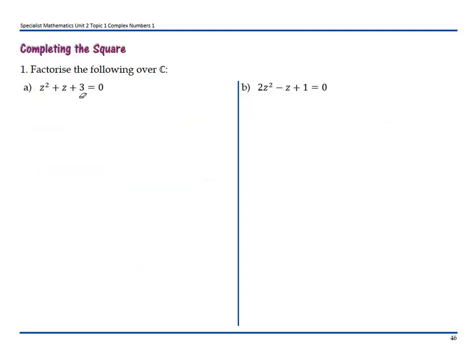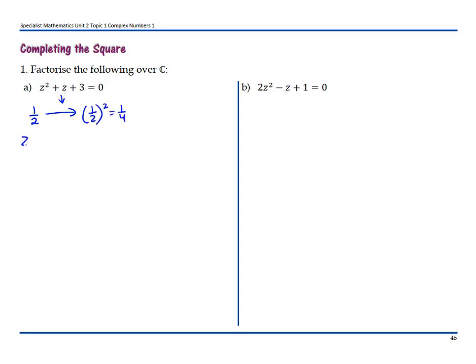Now let's look at completing the square. I notice that my question has equals 0, which means solving, and my question has factorize. So let's look at both factorizing and solving over the complex field. First of all, to use completing the square, we look at our middle term and divide by 2, and then we square that and we get a quarter.